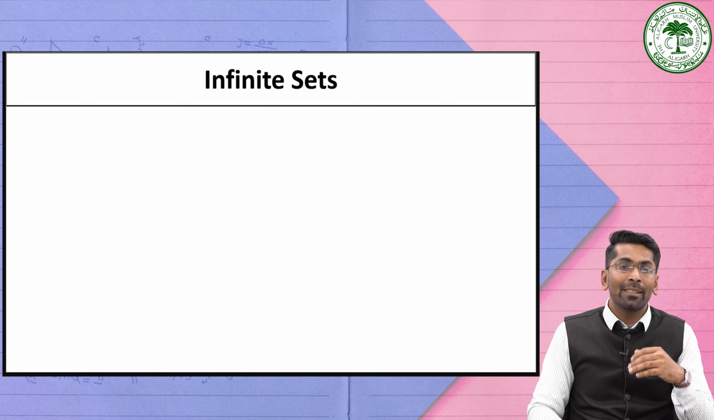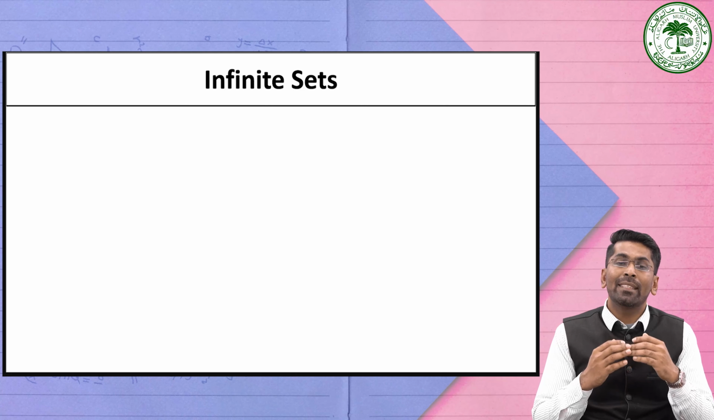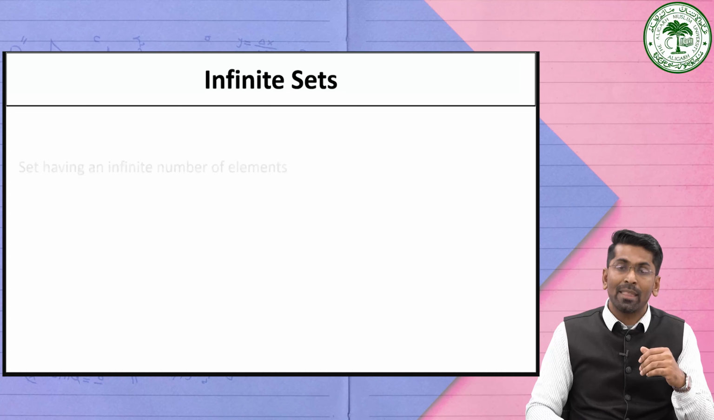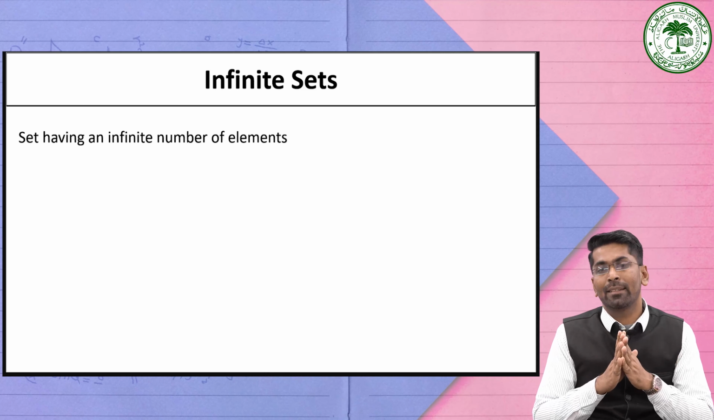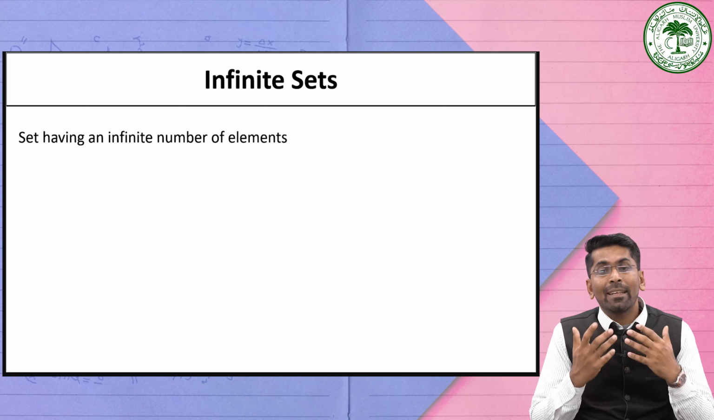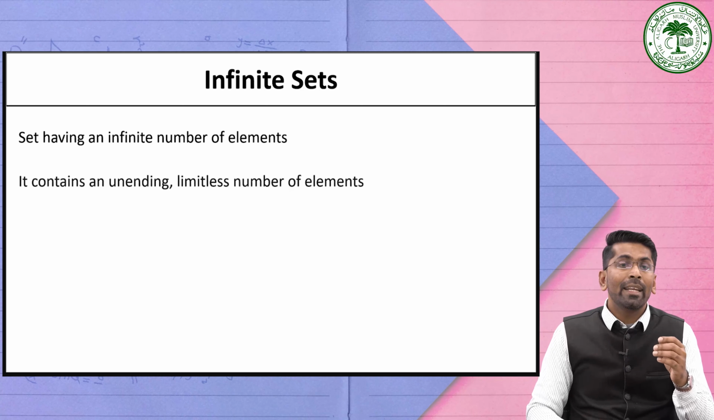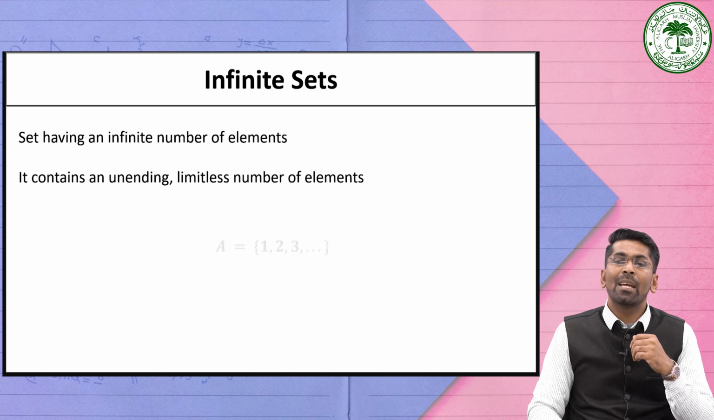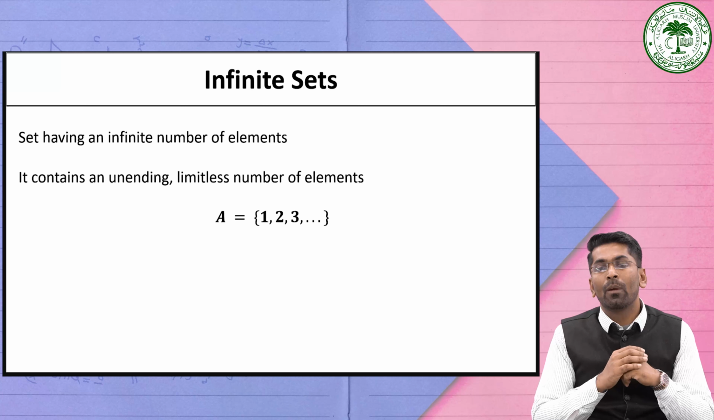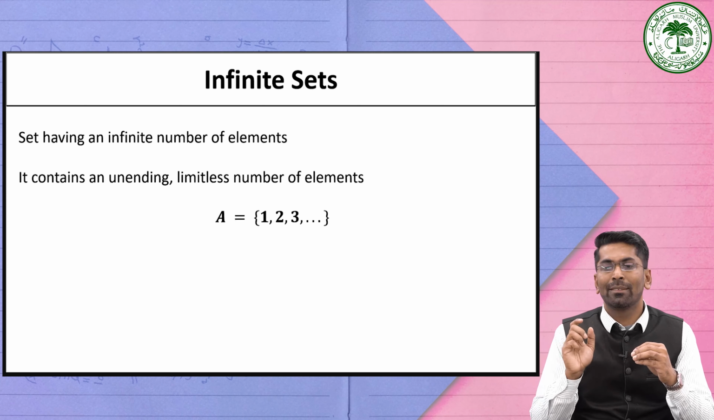So let us consider the third type of set, that is the infinite set. An infinite set is a set that has an infinite number of elements. It is a set that contains an unending, or limitless, number of elements. Then we can say that it is an infinite set. For example, set A is equal to {1, 2, 3, and so on}.